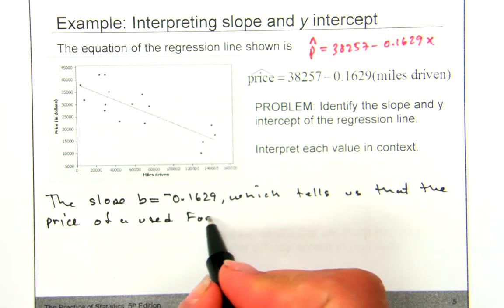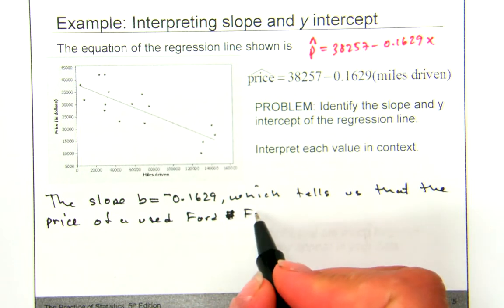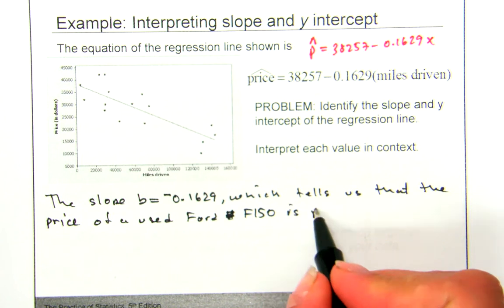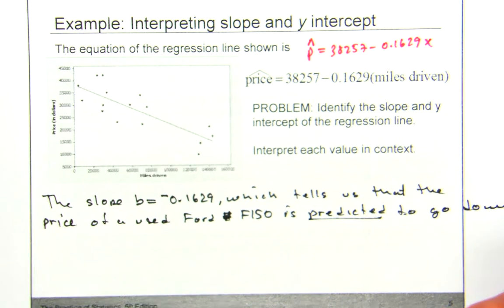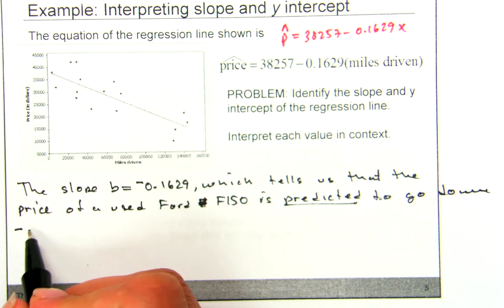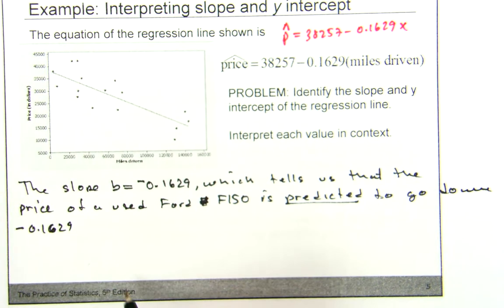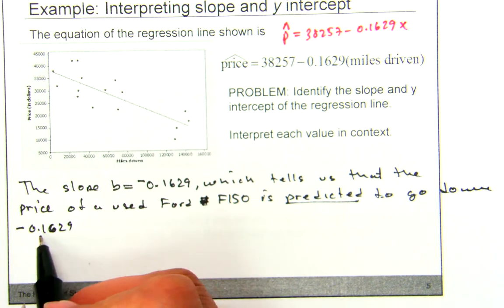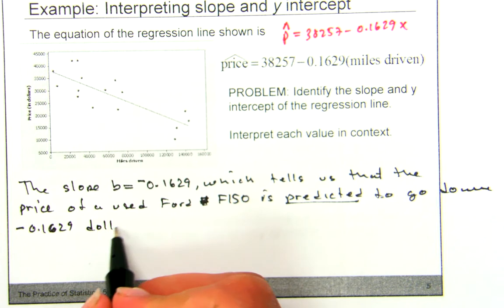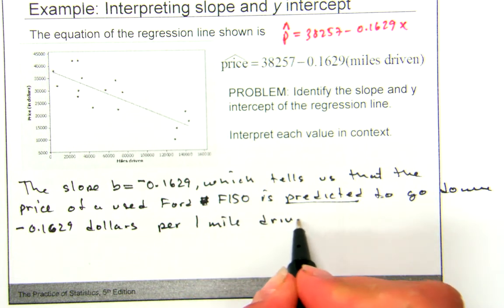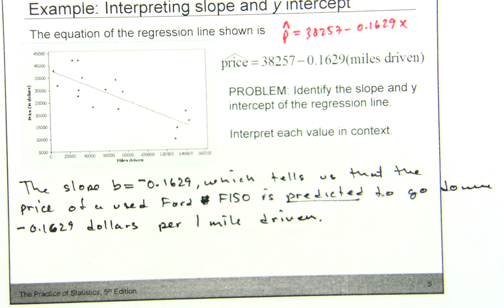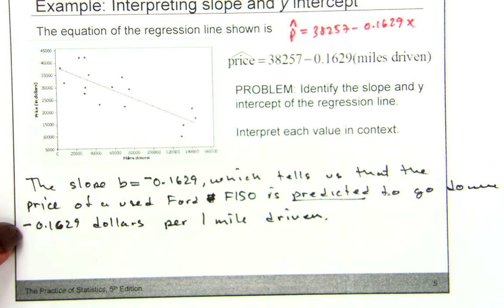The price of a used Ford F-150 is predicted, there's that word again, predicted, to go down 0.1629, negative 0.1629. The price is predicted to go down about 0.16 dollars, so dollars per 1 mile driven, or for each additional mile. So for every 1 mile that you drive the car, you're basically predicting that you're going to lose 16 cents to the dollar for every mile that you actually drive the car, right?